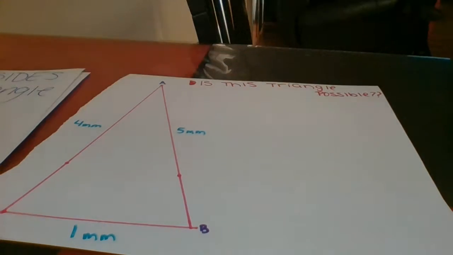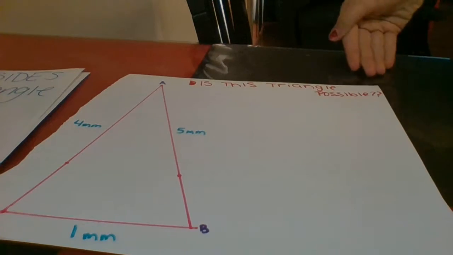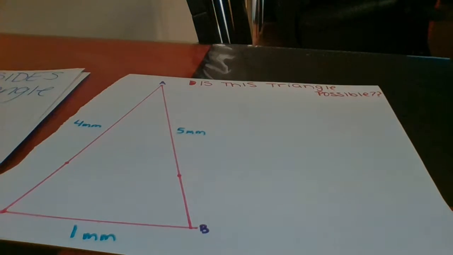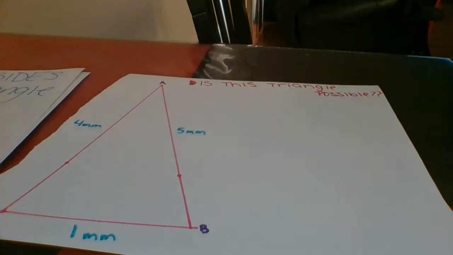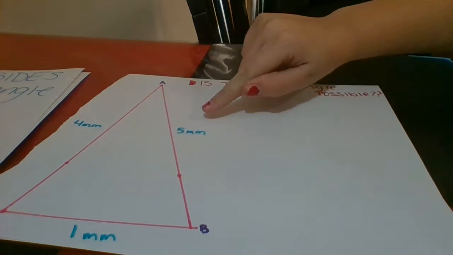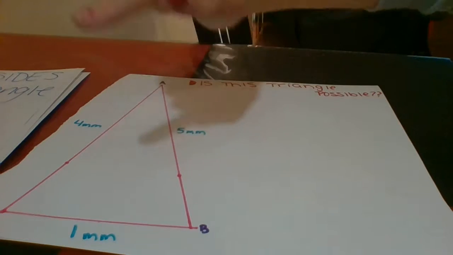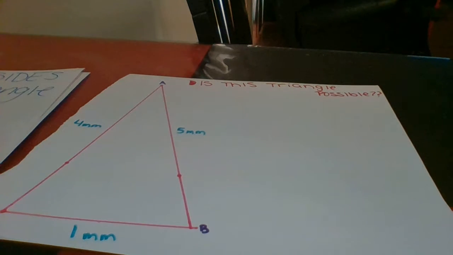So this is how you do it. What we'll be answering is if the triangle is possible. Here we have C to A is 4 millimeters, A to B is 5 millimeters, and C to B is 1 millimeter. So what we will be doing is adding the sides until we see if it is possible or not possible.